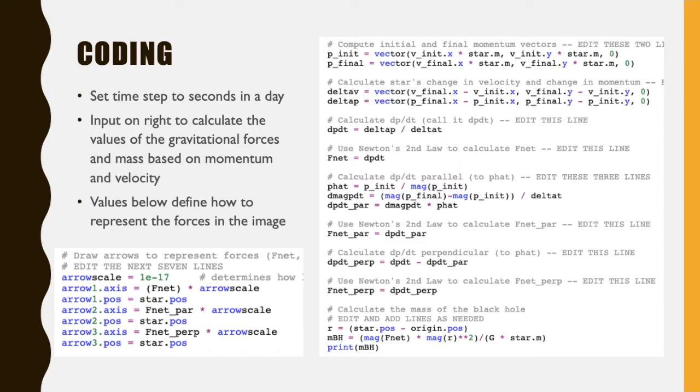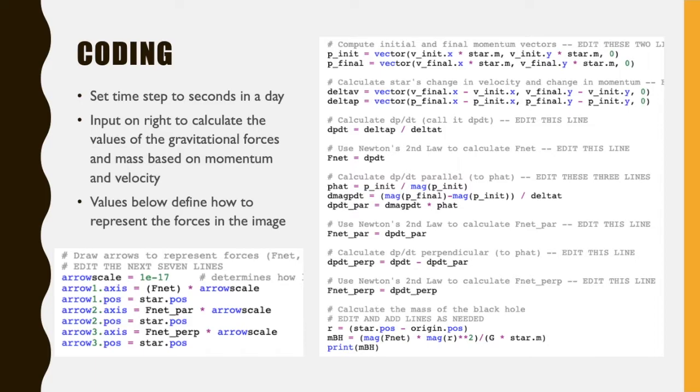Next, we will find the perpendicular component of the rate of change of momentum by subtracting the parallel component from the net rate of change. Then we are setting that equal to the net force perpendicular component. Having found that, we are going to solve for the mass of the black hole by taking the radius, which we know by subtracting the origin from the star, and then we are going to plug it into the equation that we explained in the previous slide. After that, we will have solved for the mass of our black hole.